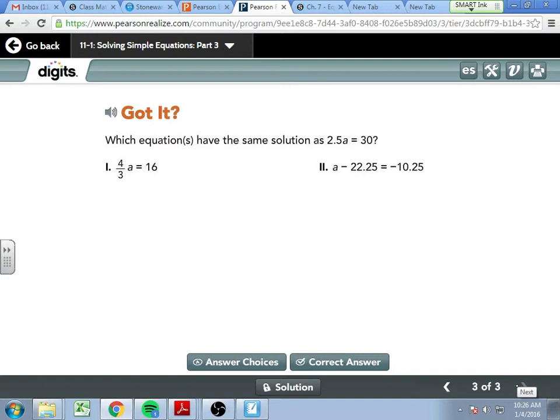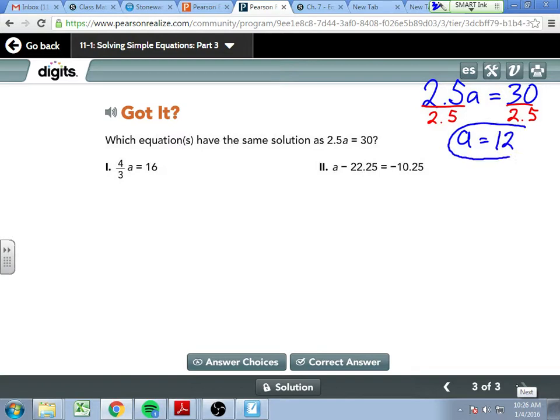Do you add... Back up. I'm right here. Oh, okay. Let's see here. You divide 2.5 to... 2.5 and 30. Yeah, we divide 30 by the 2.5. I think you just said it a little weird. And when we divide that by 2.5, we get that a is 12. So now we want to see, does one or two or both of them have the same solution?